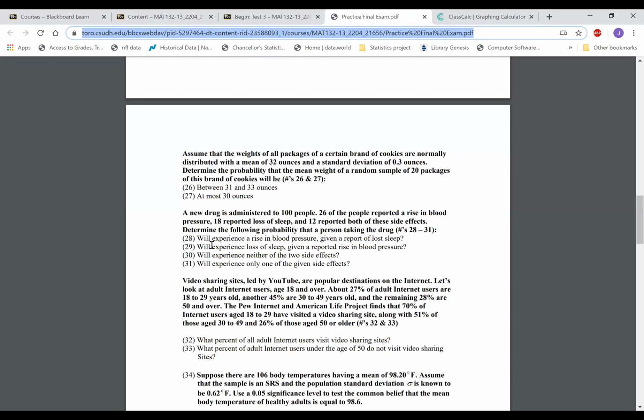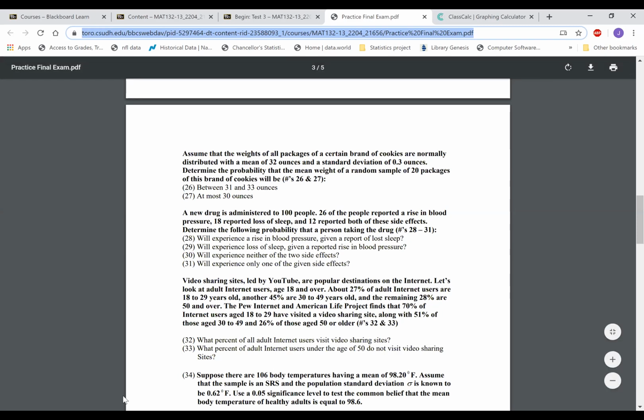All right. So if you look at number 29, 29 is asking: will experience loss of sleep given a reported rise in blood pressure. All right, so let me switch over to my notes.